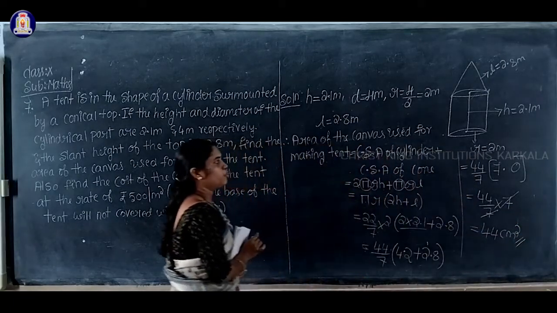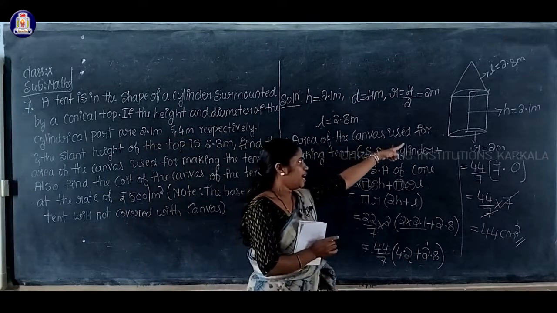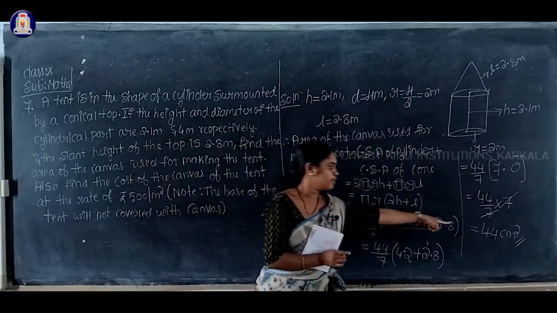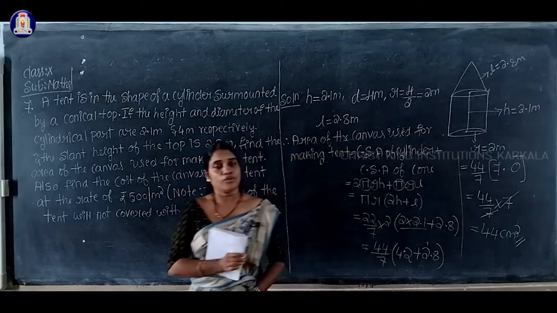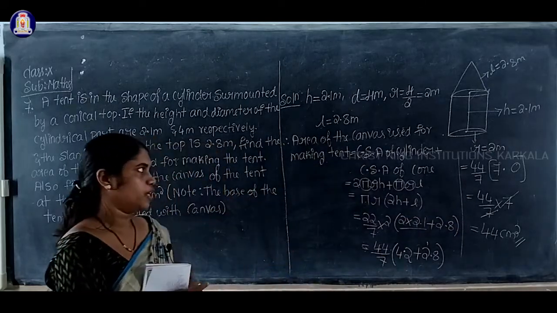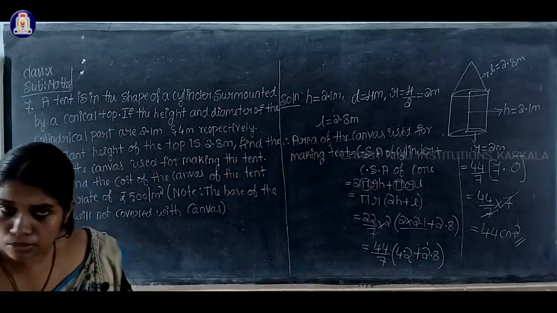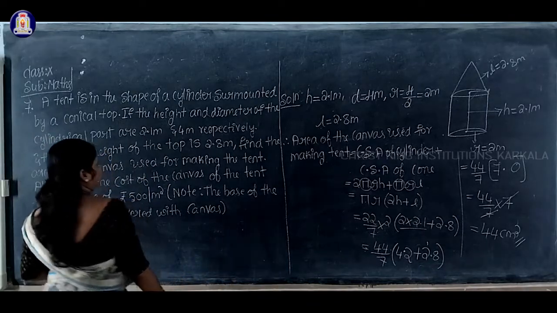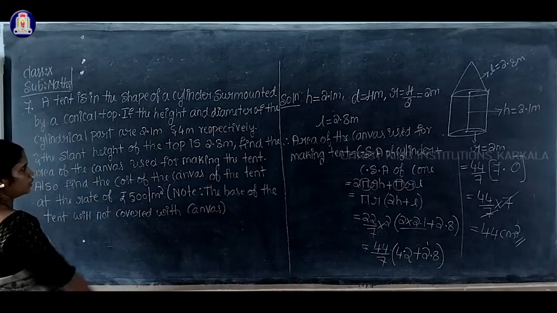So therefore 44 centimeter square. Okay. So therefore what is the area of the canvas used here? The area of the canvas used is equal to 44 centimeter square. Okay. But in the question they have given one more sub question. What is that? Okay. See, what you have to find?